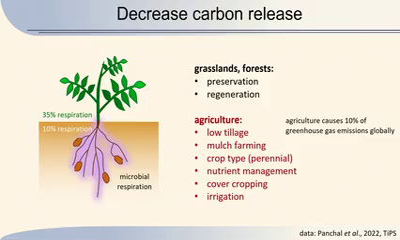In agricultural systems, we can think about management practices, and it was shown, for example, with low tillage or mulch farming, or also by maybe using different types of crops, the carbon respiration can be lowered. So that's definitely something that should be taken into account and implemented, because agriculture causes about 10% of the greenhouse gas emissions globally. So that's a major factor that we should consider.